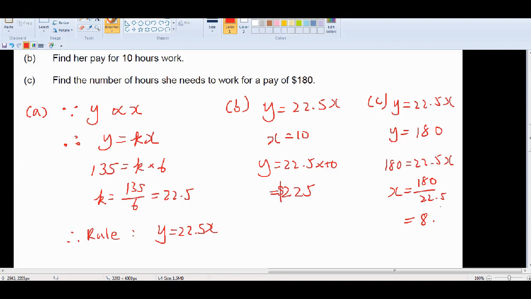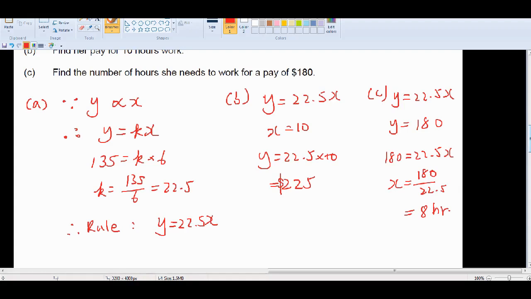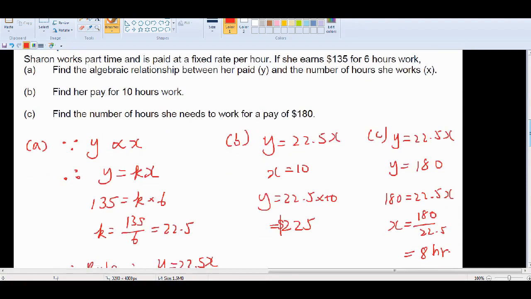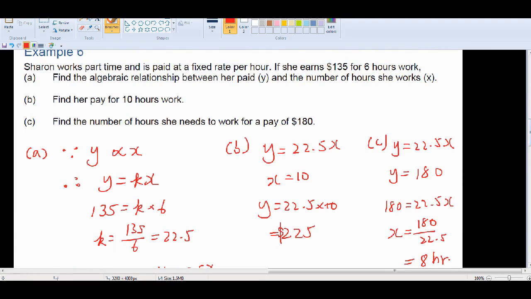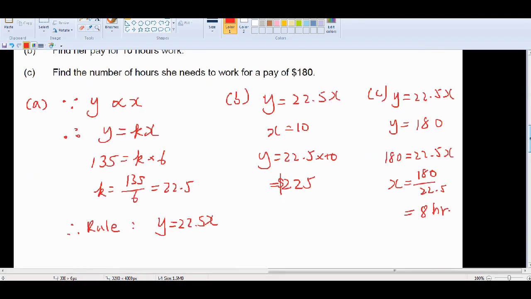Here's the answer. For part A, you're going to set up the equation, acknowledging that this is a direct proportion question, and then you just substitute the given condition, $135 for 6 hours of work. When you put those numbers in, you get K equal to 22.5.